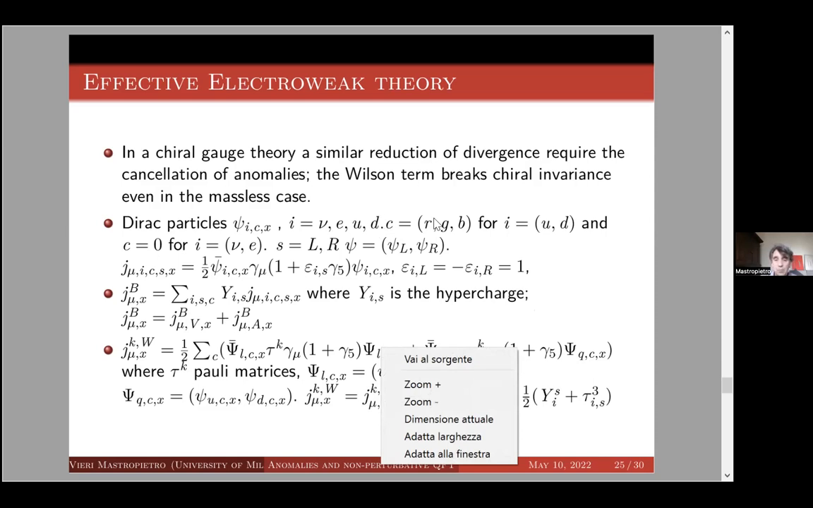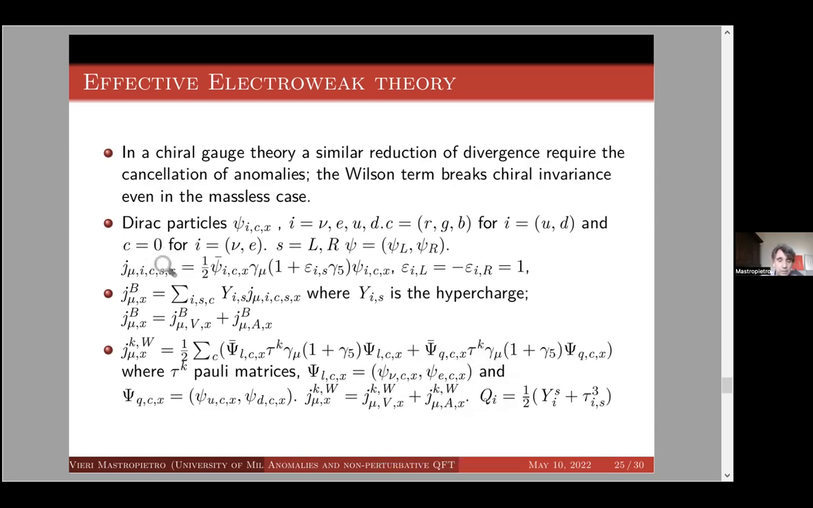Then the quark up and the quark down have 3 colors, red, green, and blue. Then you also have a chiral index here. Then you introduce the current associated to the B, in which you have this hypercharge, and then you have this index, which is the current index. And then you have the SU2 currents. Okay, now this is also important. The charge is Y plus tau.